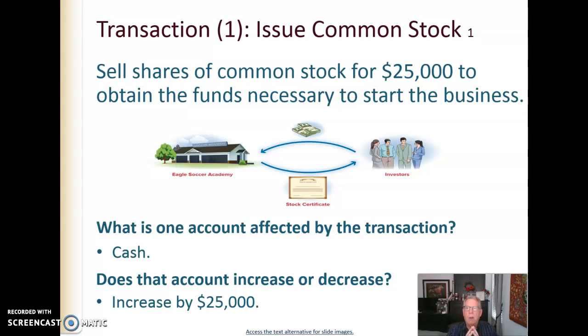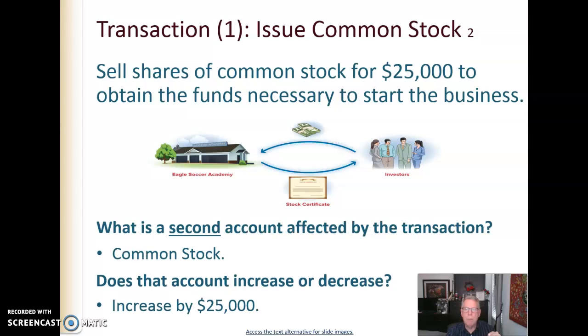All right, we sell shares of common stock for $25,000 to obtain some funds to start the business. Okay, what is the first account? And that is going to be cash. We're getting cash from our investors. Okay, so cash is going to go up. And that cash lives on the left-hand side as a current asset. And on the right-hand side, common stock is going to go up. Common stock lives in the stockholders' equity section on the right-hand side, and it's going to go up too.